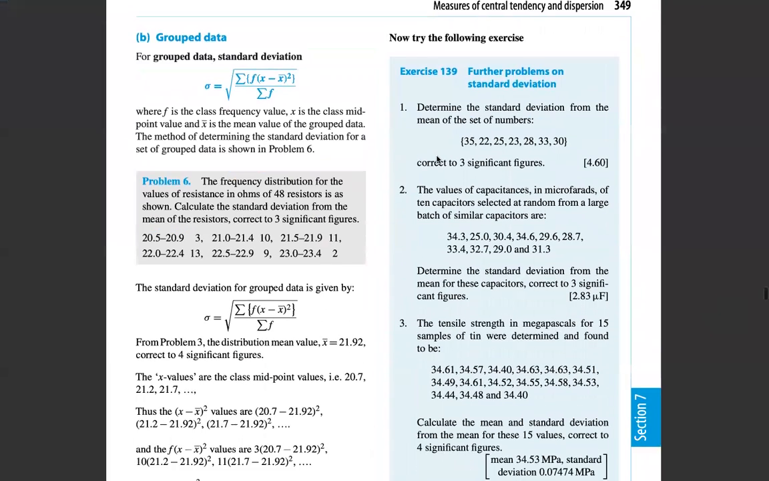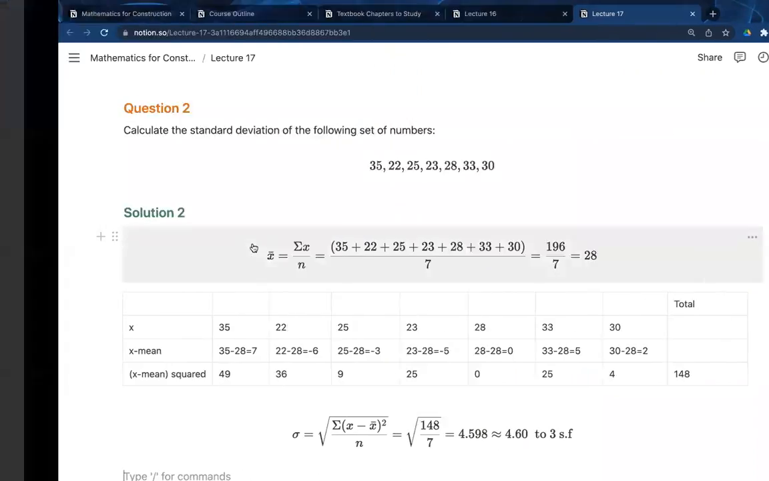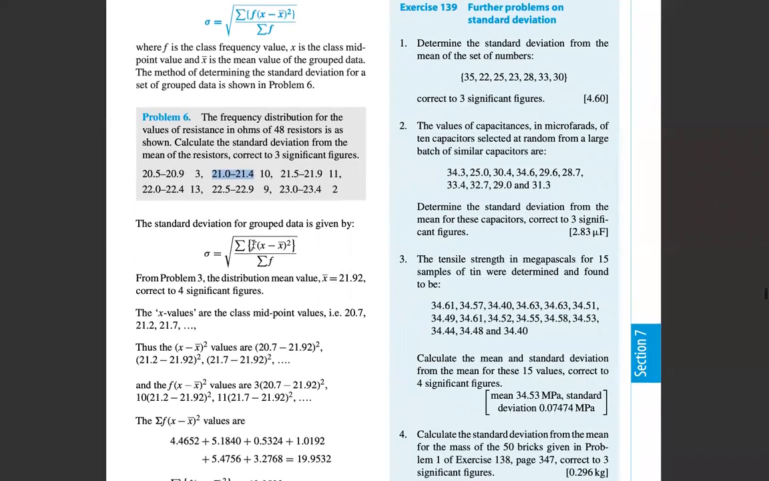Frequency distributions are for grouped data, and there's a standard deviation for that. The formula is very similar. Multiply frequency by the square of the deviation of the mean from the midpoint of the interval. So I have to find the midpoint of the interval here. There's a little more work, but it's the same thing. A table could help you, or you could just write it out on paper.